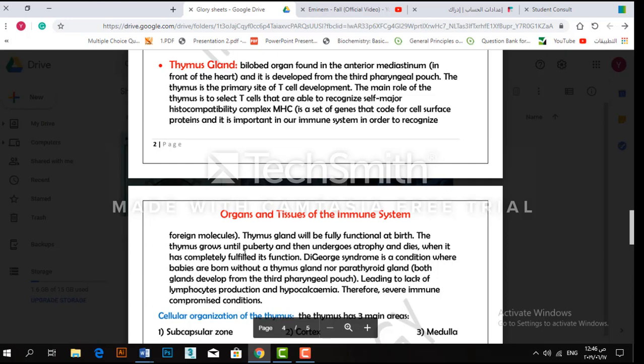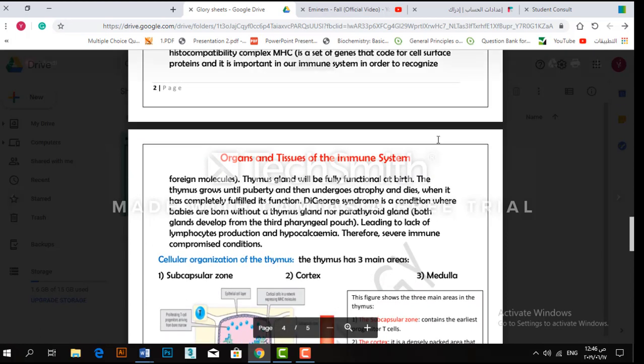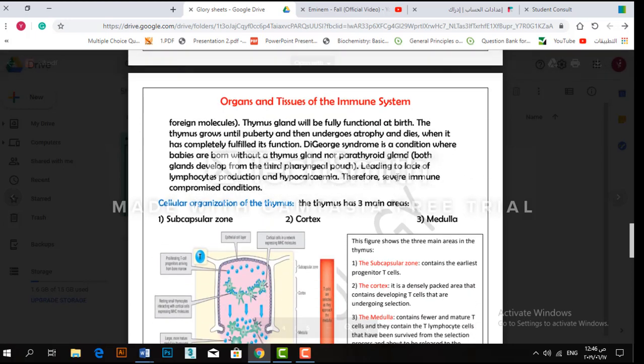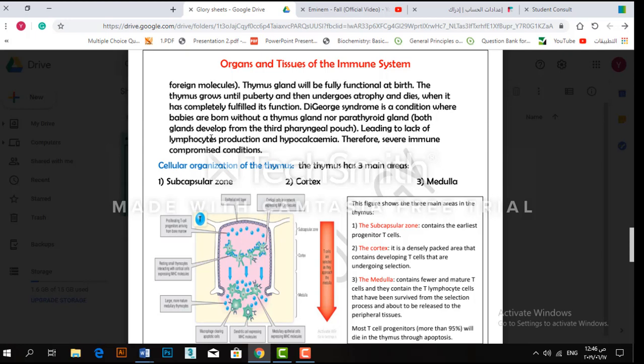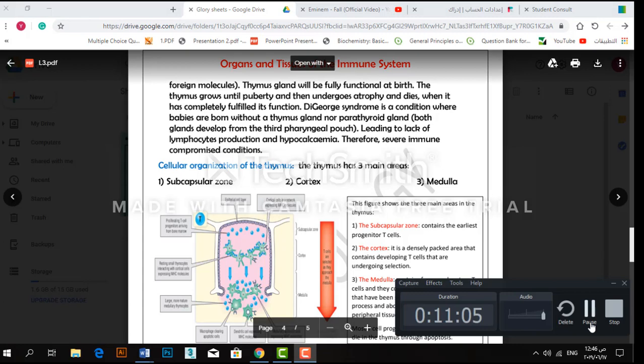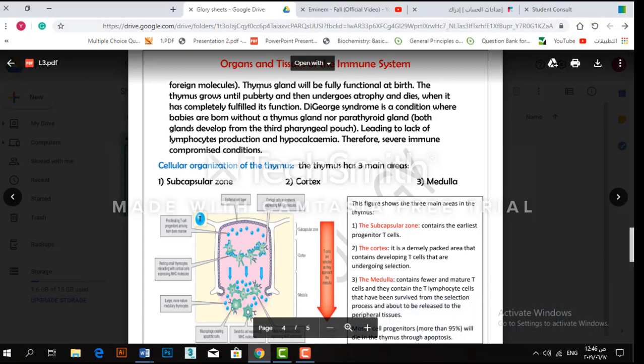Now, the thymus gland will be fully functional at birth. The thymus grows until puberty and then undergoes atrophy. What do you mean by atrophy? It means that it stops growing and then it dies, when it has completely fulfilled its function.